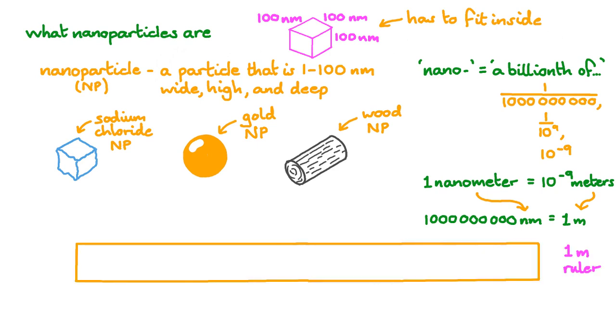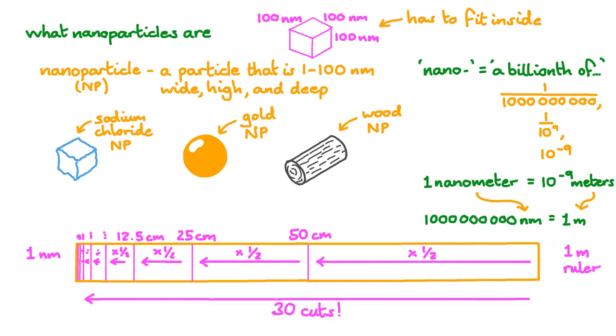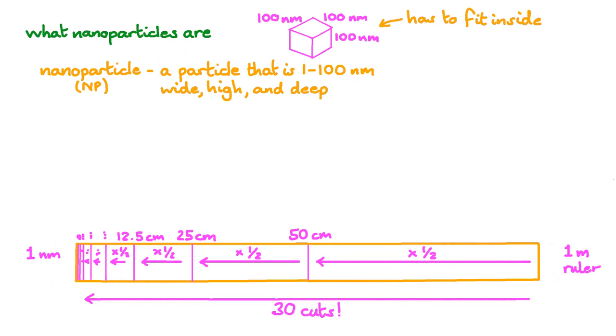Well, let's start with something you can imagine, a 1 meter long ruler. Cut it in half, and what you'll be left with will be 50 centimeters long. Halve it again, and it's 25 centimeters long. If you keep on cutting and halving, you'll eventually get to something that's 1 nanometer long, and that will take 30 cuts in total. So how does this compare to the size of other objects?